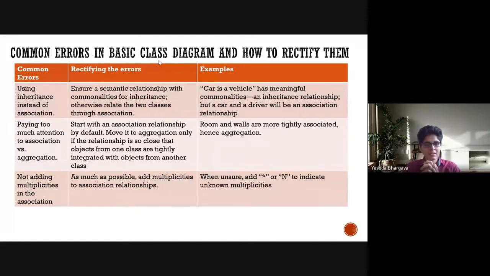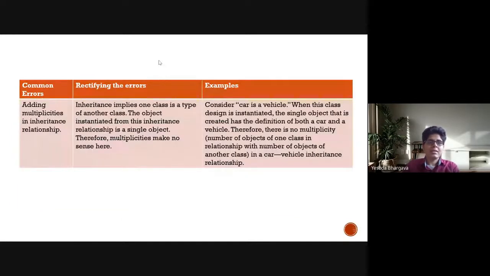Addition of multiplicities is important in the class diagram. If, however, you do not know, then you can just add star or n to indicate unknown multiplicities, or you can also mention in brackets that it's not currently known. Adding multiplicities again helps in understanding the overall class diagram, because it leads to a deeper level of understanding. And lastly, inheritance relationships do not have multiplicities, because we are not talking about association here. One class is literally derived from another class, so there is no meaning in adding multiplicities to an inheritance relationship.